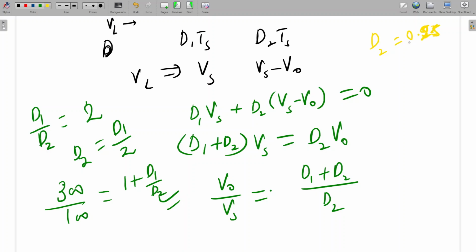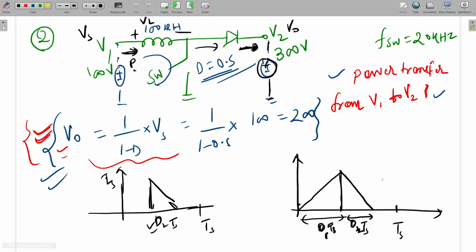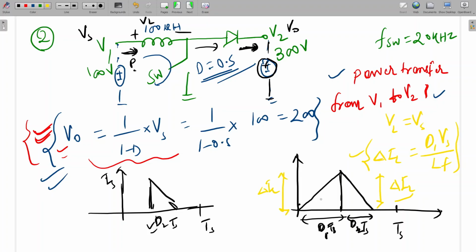Okay, what will be the value of delta IL here? This delta IL we can calculate from the on duration. On duration, what is the value across the inductor? VL is equal to Vs. So delta IL will be D1 into Vs by LF. This equation is clear to all? What will be the delta IL, this peak value? Same, we can apply y2 minus y1 divided by x2 minus x1. So x2 minus x1 is D1 Ts. So delta IL we can write as D1 Vs divided by LF. Is it clear?